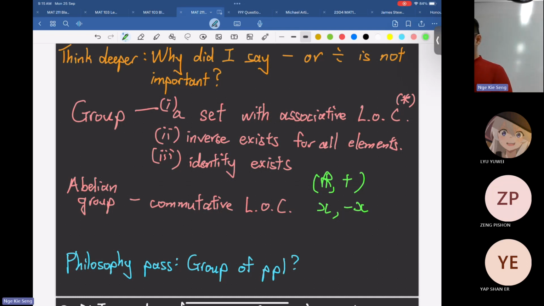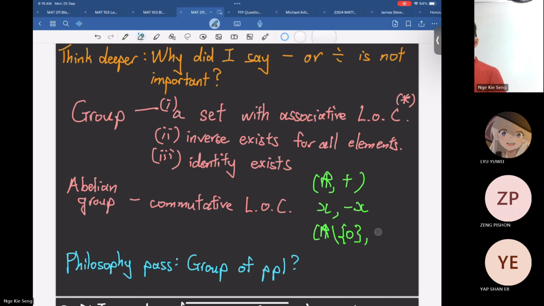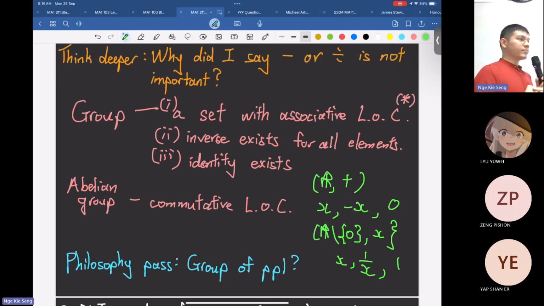Similarly, how about divide? If you look at the real numbers under multiplication, actually we need to get rid of 0 to form a group, because it's not closed if we include 0. So here the inverse is 1 over x. The identity for plus is 0, the identity for multiplication is 1. So divide becomes an element now, not an operation anymore. That's why one operation is enough, plus or multiply.